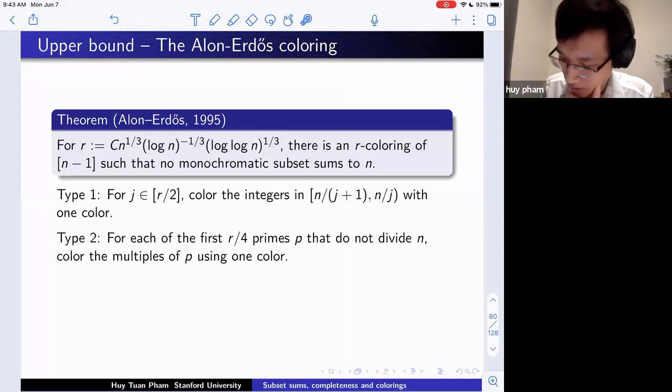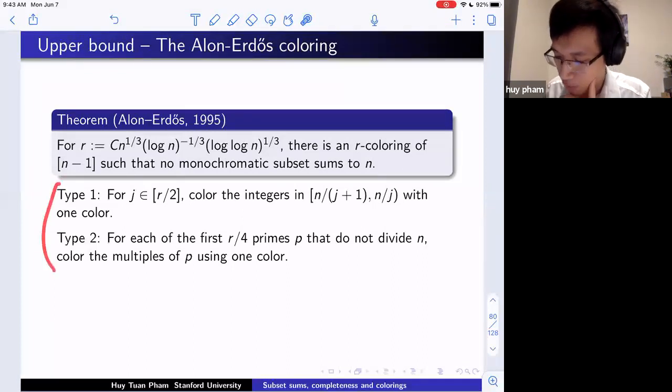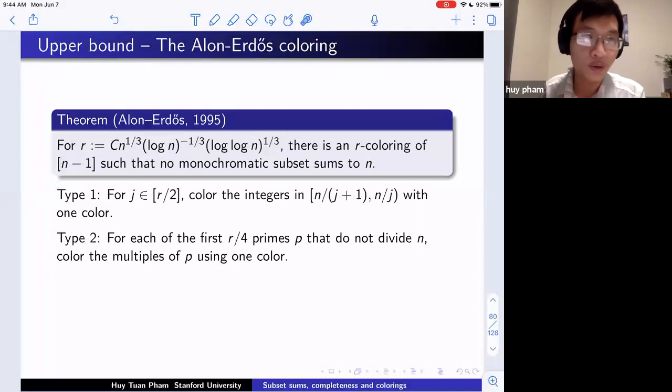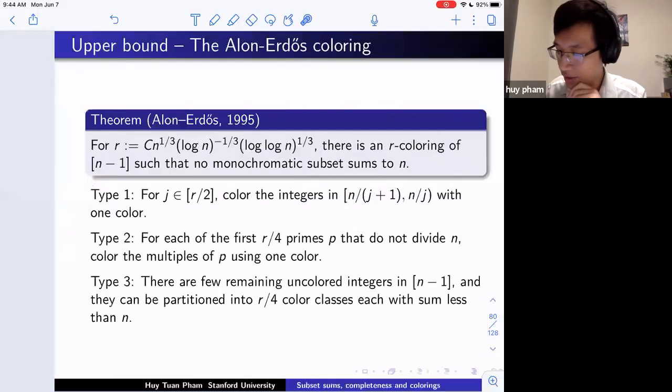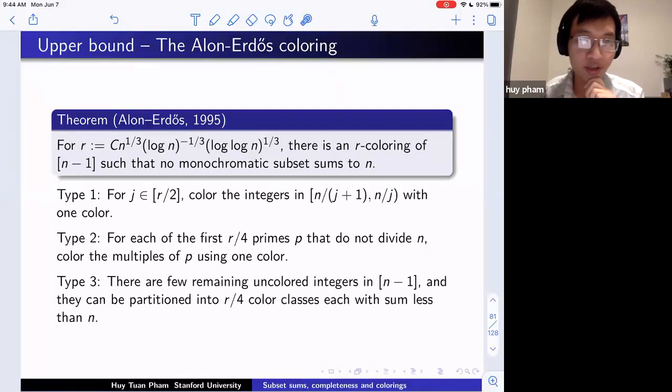Now, after we use type 1 and type 2 colors, we have very few elements left. They are essentially prime or prime-like integers, and there are very few of those. So in the third type of color class, we just simply group all of the remaining uncolored integers and partition them into at most four color classes, so that in each color class, the sum of all elements is less than n. And so trivially, we also avoid n as a monochromatic sum in those color classes.